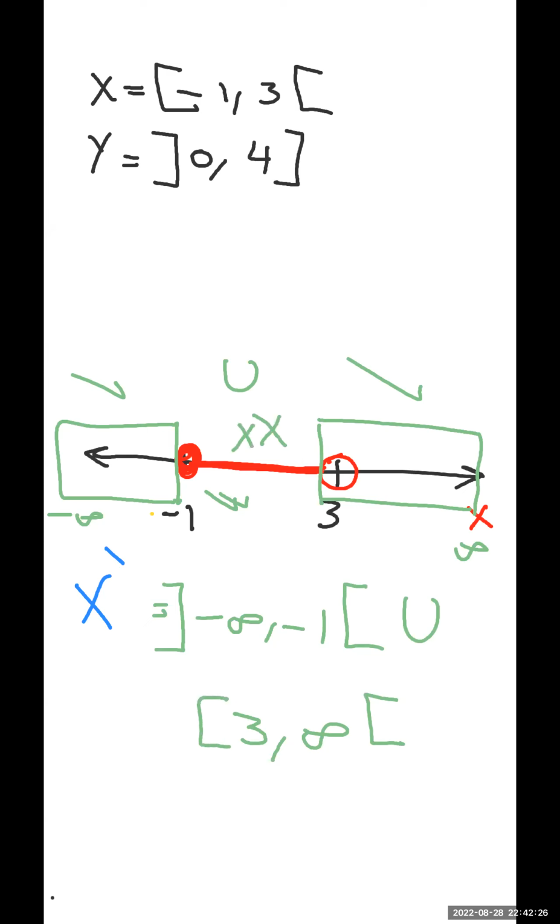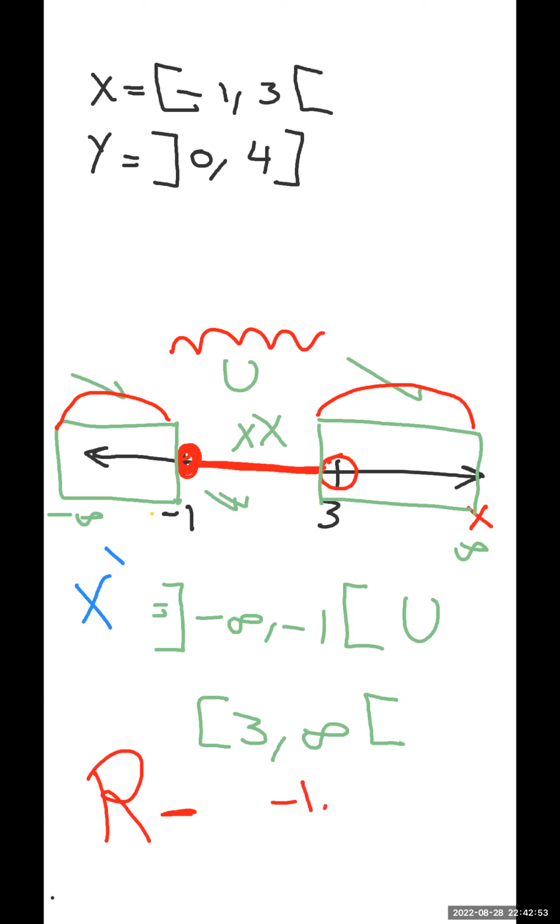In other words, we can solve this question another way, as I said before in the previous question. I need this part and this part. So this means I need the whole real numbers difference -1 and 3. So real numbers difference -1 and 3: -1 closed, 3 open. Okay?